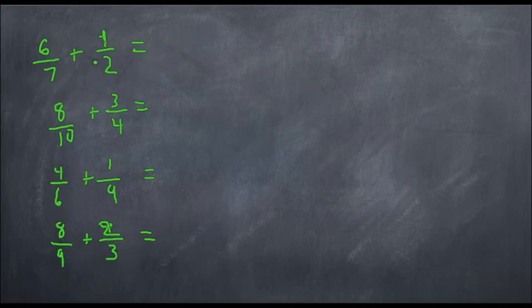So let's think here. First of all, what's the lowest common denominator? 7? 2 doesn't go into 7, so 7 can't be it. 14, so that's the lowest common multiple, 14. So what do you do here? You go to 14 on the bottom. 2 times 6 is 12, and then keep 14 on the bottom. And what do you times 2 by to get 14? 7. So 1 times 7 is 7. Answer: 19 on 14.